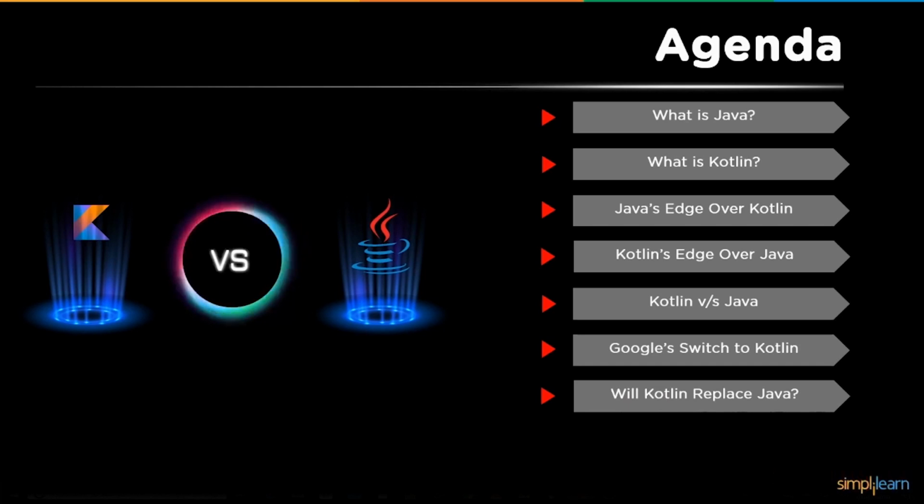Next, we will learn why exactly Google had to switch to Kotlin for its Android operating system. And finally, we will wind up the session by understanding if it's really the end time for Java, or is Kotlin really capable of replacing Java, and which language should you preferably choose for your future. I hope I'm clear with my agenda. Now let us quickly begin with our first topic.